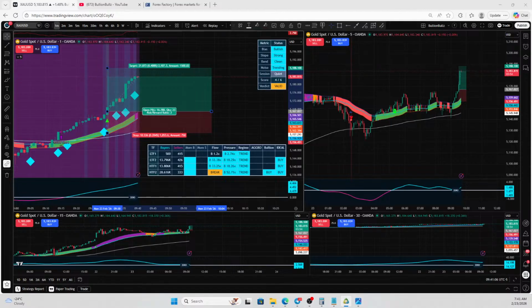The bias is still bullish. Volume is still heavy on the buy side. Diamond is still forming. And we're still waiting for our price target to hit. Do let me know if you guys have any questions.